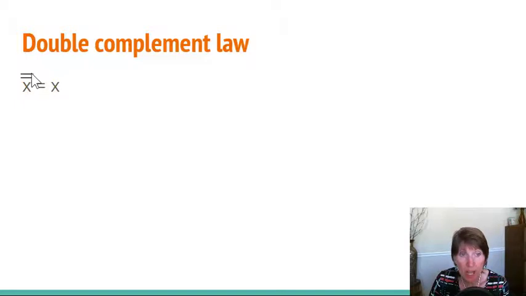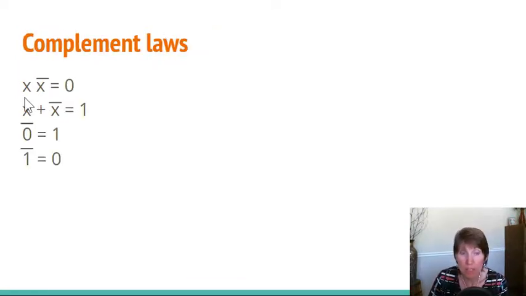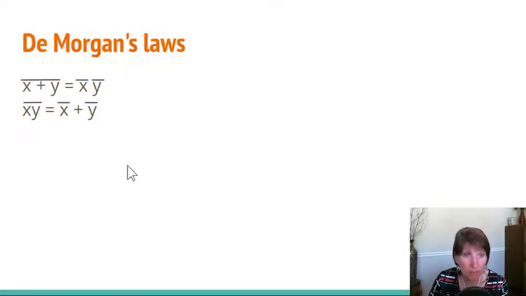Double complement law. So if you complement a value once, it changes the value. When you complement it a second time, it goes back to its original value. The complement laws are x times the complement of x equals 0, and x plus the complement of x is equal to 1. And then the complement of 0 is 1, the complement of 1 is 0.